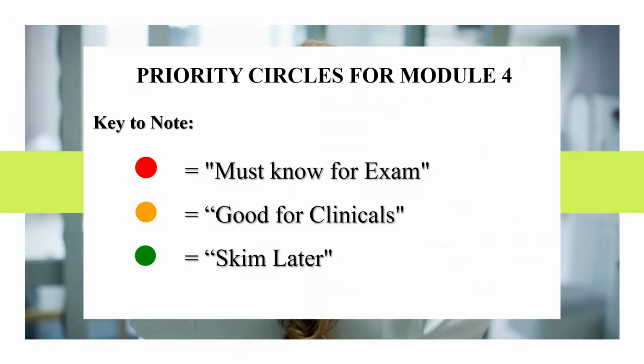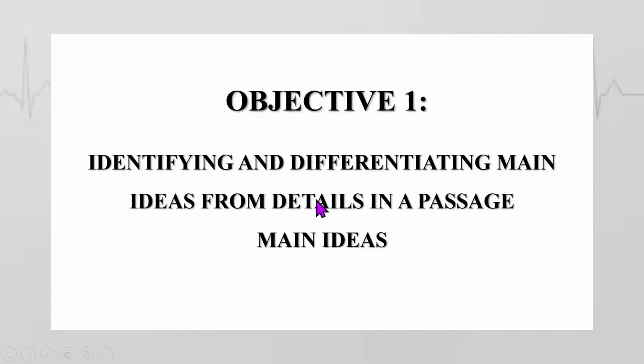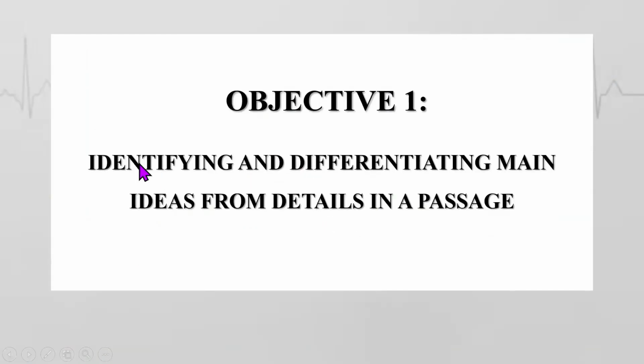Our priority circles remain the same. Red circles tell us that these areas are good for examination. Orange circles tell us that these areas are good for clinicals. And green circles ask us to skim over the detail at later times. Let's begin with objective 1. We identify and differentiate main ideas from details in a passage.